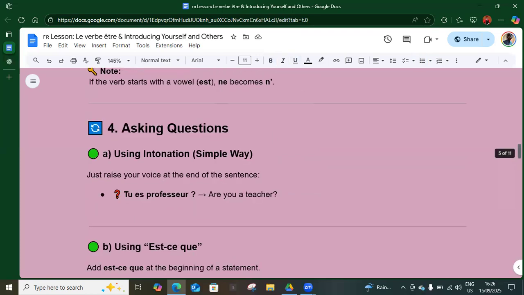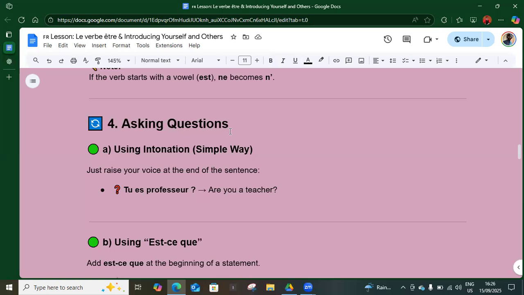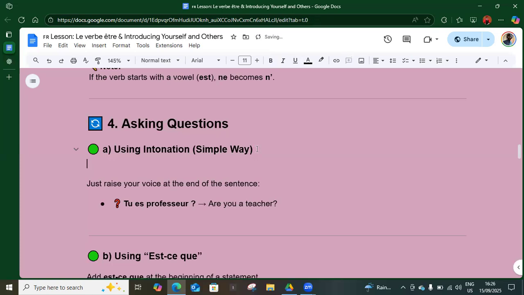Good, so asking questions, okay? Now, here I have the intonation, raising your intonation, okay? When you raise your intonation at the end of a sentence, you're asking a question. For example, I have he is, okay? So if I say il est Paul, he is Paul, right? Now, this is il est Paul. You can see I'm not raising my intonation, right? I'm not raising my voice instead.